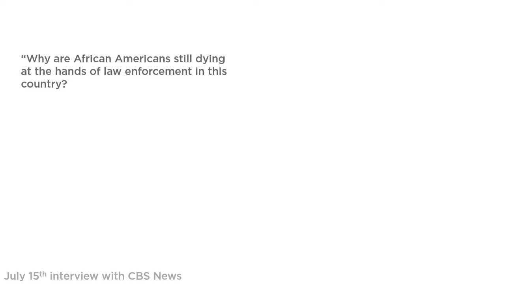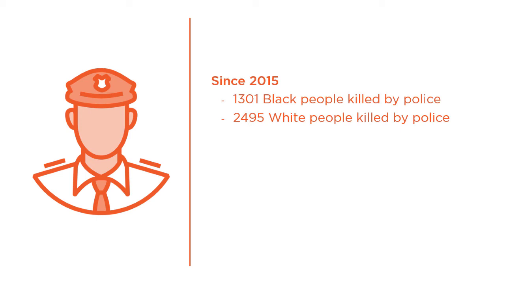On a July 15th interview with CBS, President Trump was asked why Black people were still dying at the hands of law enforcement, and the president answered that more white people are being killed by police than Black people. This is absolutely true. It is accurate. According to a Washington Post database, 1,301 Black people had been killed by police since 2015, while 2,495 white people were killed by police during the same period.